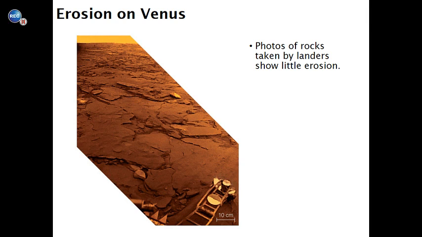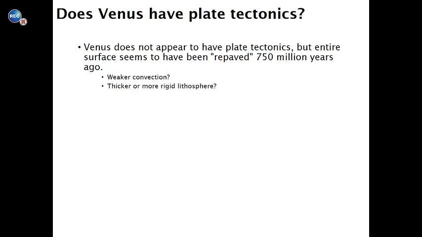It's basically, we've managed to get a couple of things on the surface to look at rocks, and the rocks are pretty uneroded. Maybe a small amount. There's not a lot of wind, and there's no water. So there's not a whole lot that can happen to move the rock around. And so we don't think Venus has plate tectonics, but there's something going on.